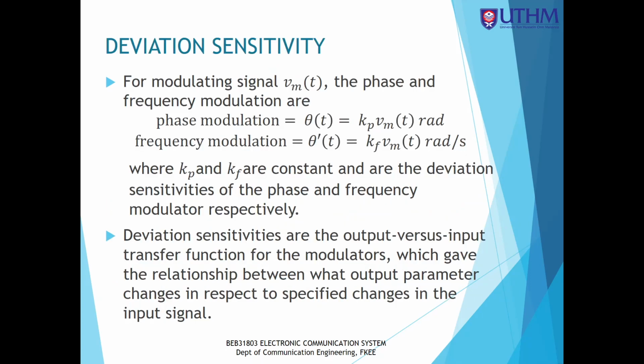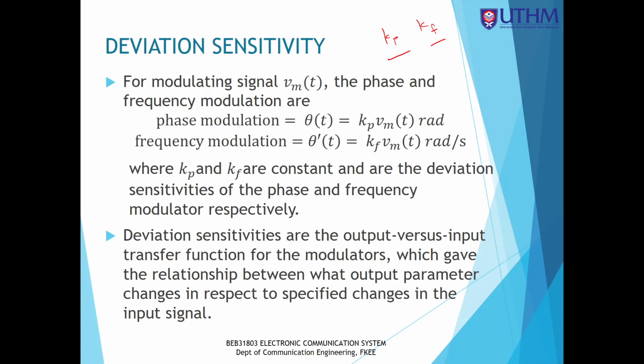Another parameter is what we call the deviation sensitivity parameter. The deviation sensitivity parameter consists of two, Kp and Kf. Kp is the phase deviation sensitivity parameter. Kf is the frequency deviation sensitivity parameter.